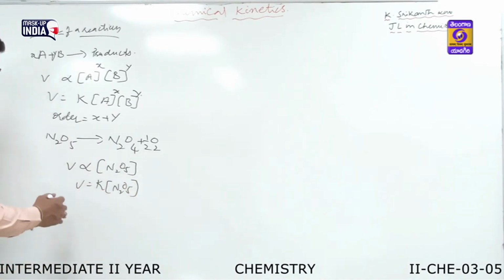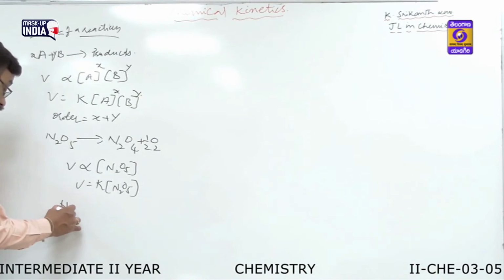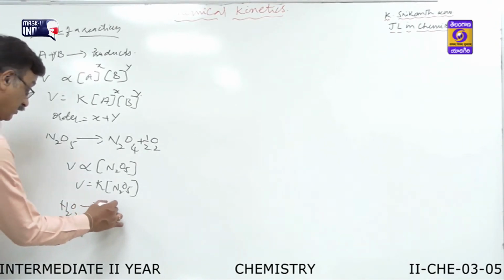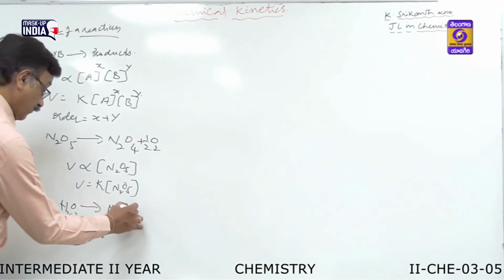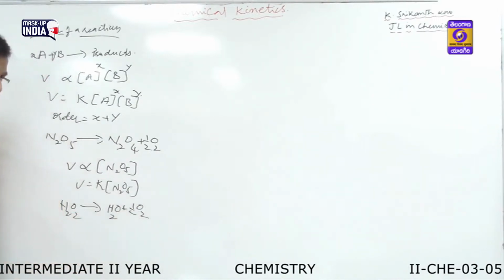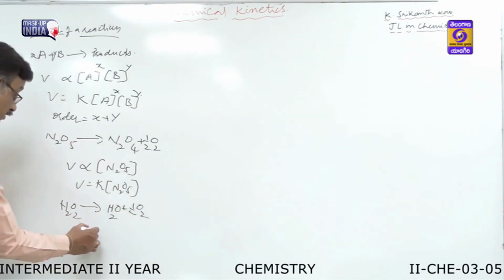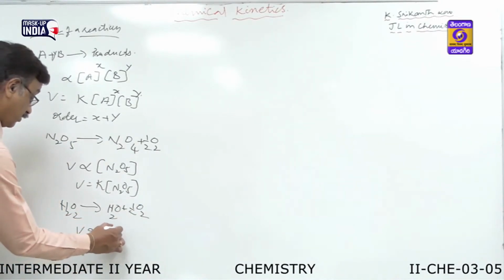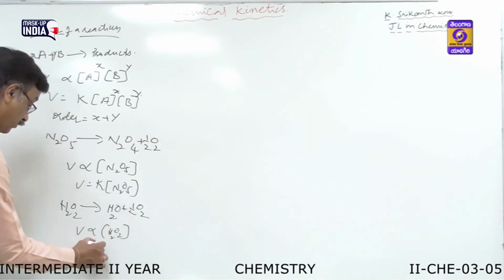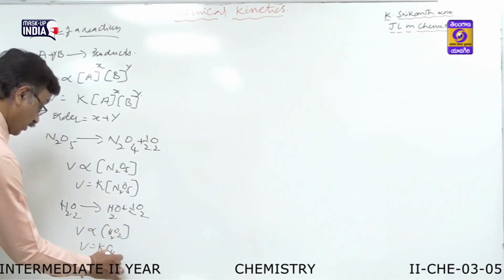Right? Similarly, H2O2 giving rise to H2O plus half O2. Suppose this is a reaction. So V is proportional to the concentration of H2O2. So V equals K into the concentration of H2O2.